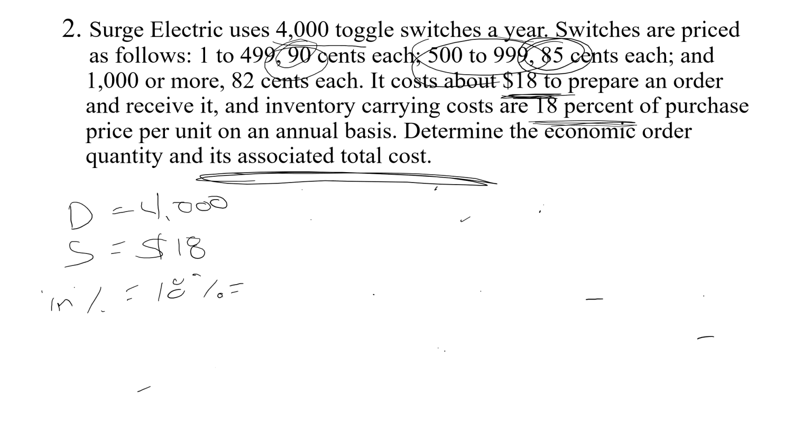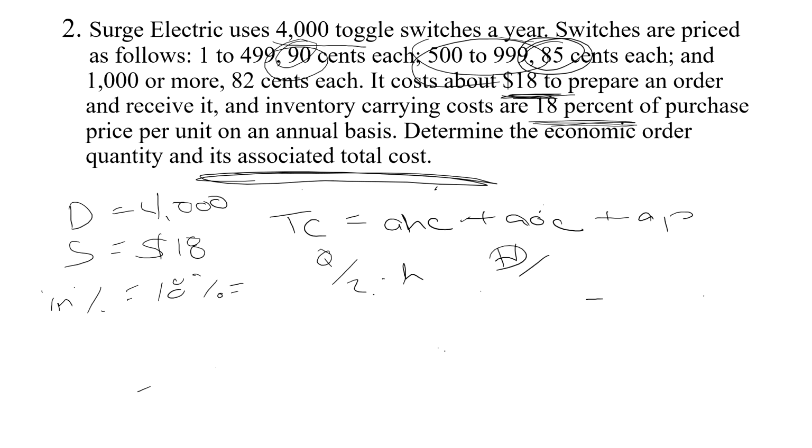I'm going to go ahead and erase this just to make some room again. And our total cost is going to be calculated slightly different for this one. Our total cost is going to be our annual holding cost plus our annual order cost plus annual purchase. So we know that this is Q/2 times H, D over Q times S, and then this is going to be D times P. The P that we found is going to be these numbers right here, the 82 cents and then that 85 cents when we get there.